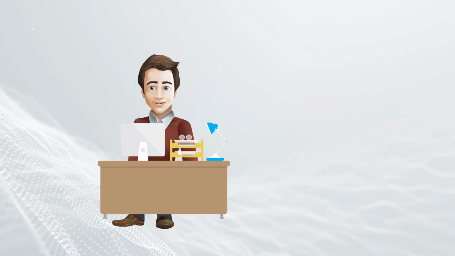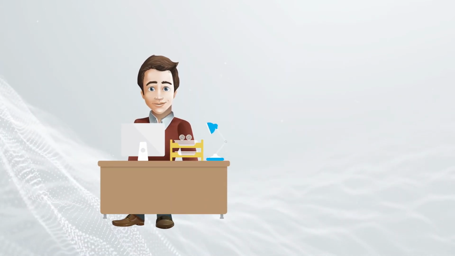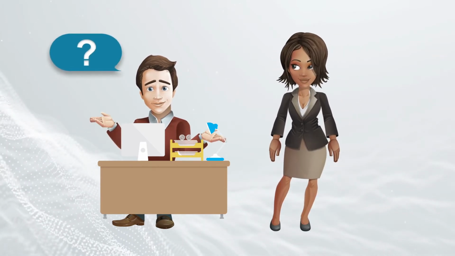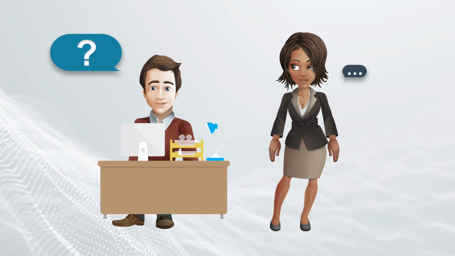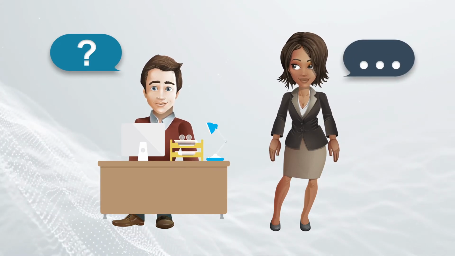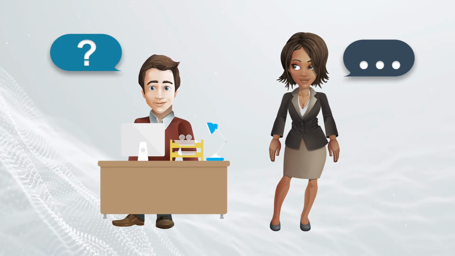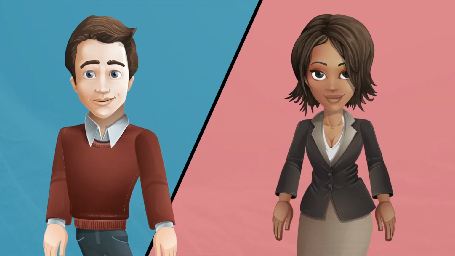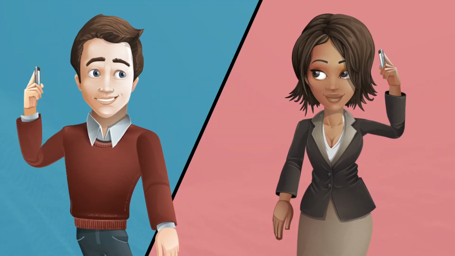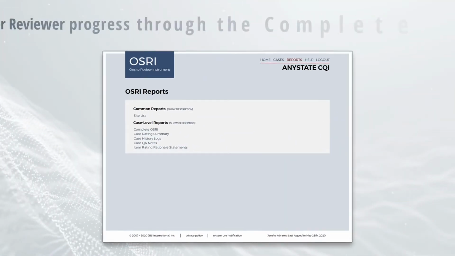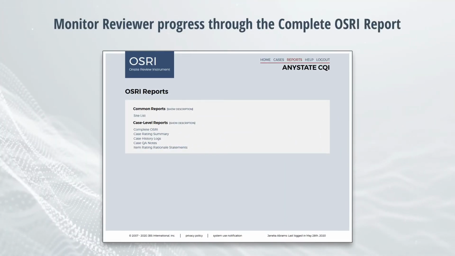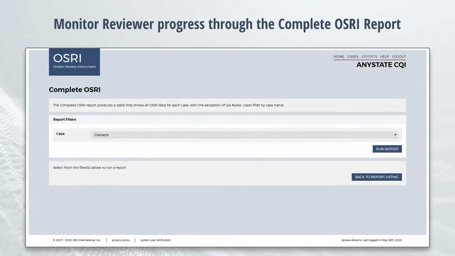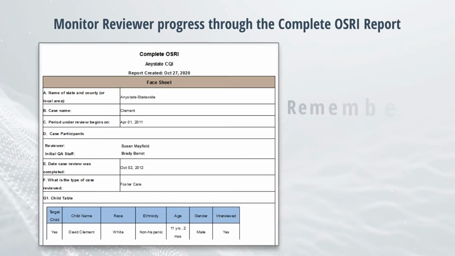As reviewers proceed with their case review, you'll periodically check back in with them to make sure they're making adequate progress and aren't getting hung up on any questions. These check-ins can also help you continue building your understanding of the case dynamics and any potential areas of concern. You should also remember that it's not always necessary to do an in-person check-in, and that phone check-ins can work just as well. You can monitor reviewer progress by remotely accessing reports, in particular, the complete OSRI report, which shows all of the completed answers and narratives for a case.